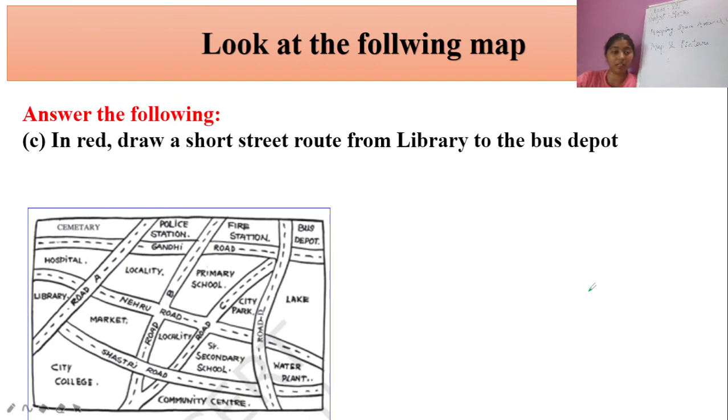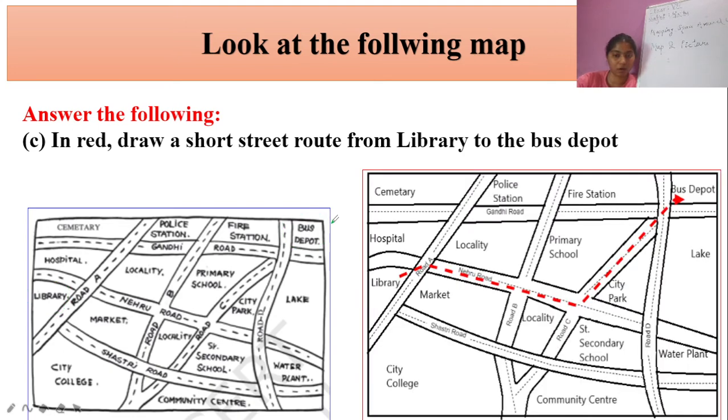Next we have, in red, draw a shortest street route from the library to the bus depot. So where do we have the library? Here we have the library. And the bus depot, here. So we have to draw the shortest street route for that. So let's see how. This is the shortest one, which I have indicated in red. Okay, so firstly read the instruction properly, then you will go for the following.